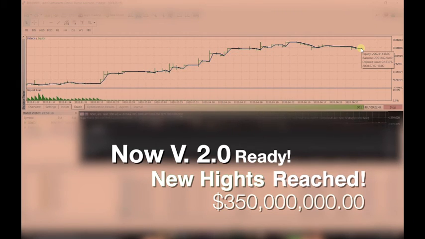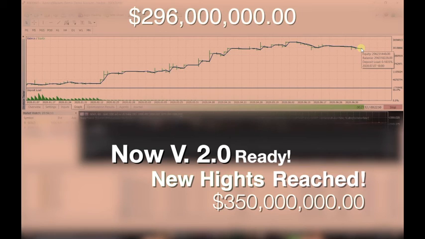Now you can see it went down to 296 million from 347 million. Yes, it went down so much. It will catch up. Don't worry, it will catch up. Also, you don't say, oh, I lost this much money. No, you didn't lose this money.